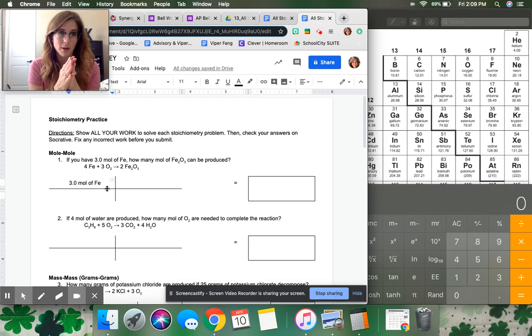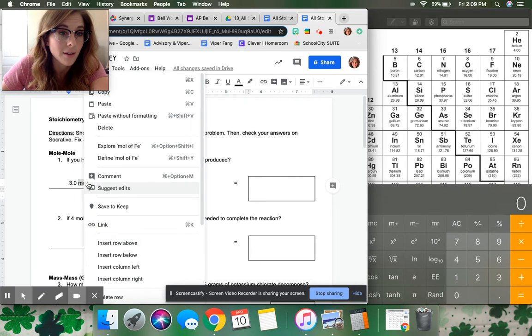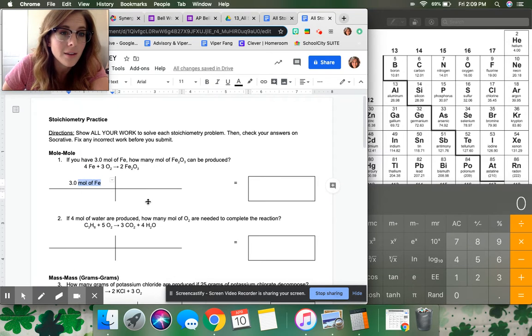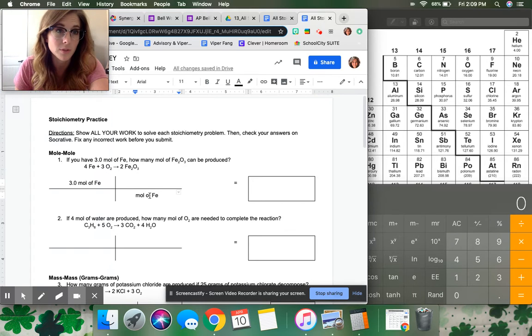And you guys know our mantra: what goes up must come down. So to finish this problem, I'm going to take the moles of iron, copy it, and paste it onto the bottom because I know that's what's going to go at the bottom of my next step. If I've got 3 moles of iron at the top, moles of iron is going to go at the bottom.